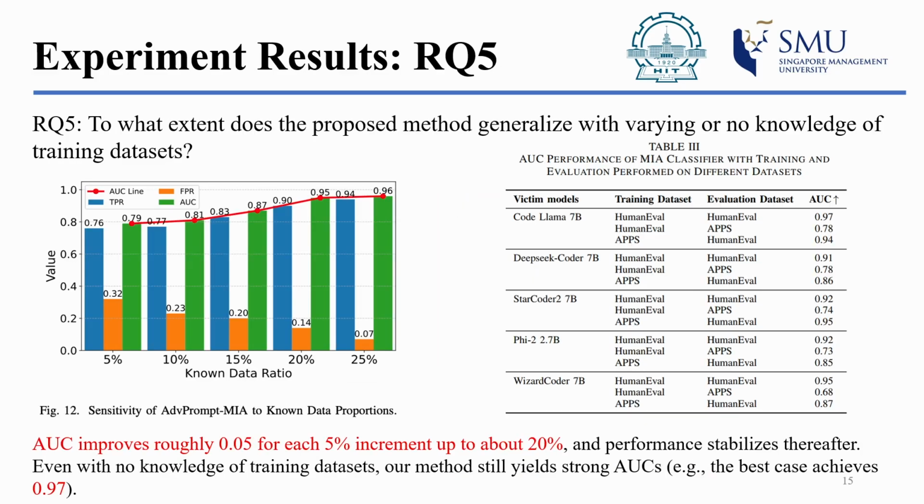On RQ5, we vary the attacker's known fraction of training examples from 5% to 25%. AUC improves roughly 0.05 for each 5%, increasing up to about 20%, and the performance stabilizes thereafter. We also conduct cross-dataset tests. Our method still yields strong AUCs.